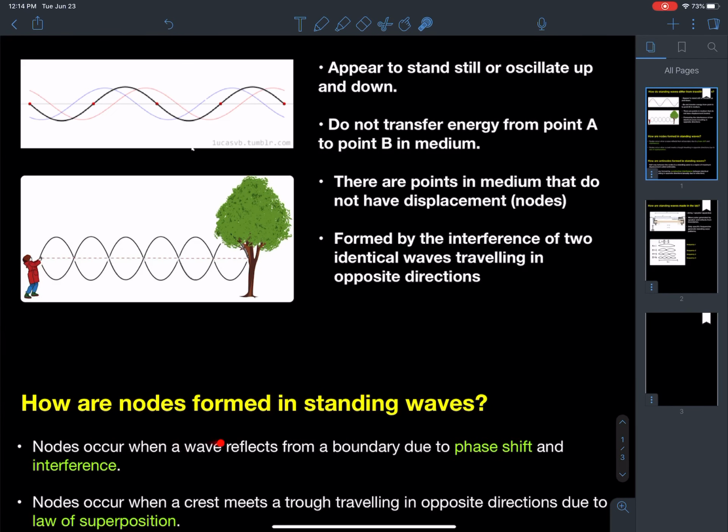Okay, so nodes occur when waves reflect from a boundary due to a phase shift and interference. So the phase shift occurs when the wave reflects off the boundary, it goes upside down, cancels out, it interferes, and we create a node.